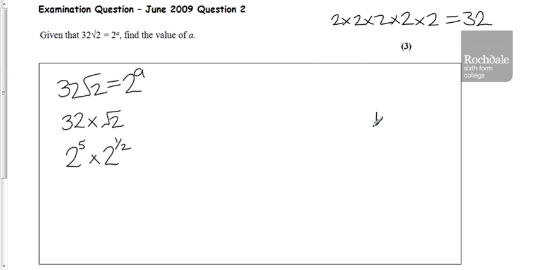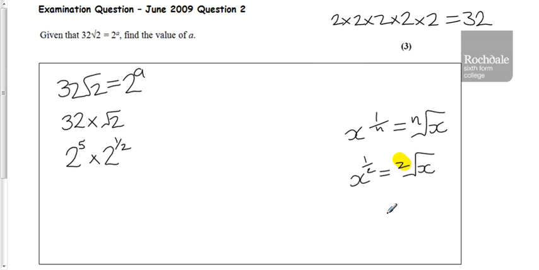You need to remember that a fractional power, for example 1 over n, means the nth root of x. So x to the power of 1 over 2 is what we call the square root of x. In fact, if this 2 that I'm highlighting wasn't there, we'd still call it the square root. So if there's no number there, it's actually an invisible 2. This is square root.